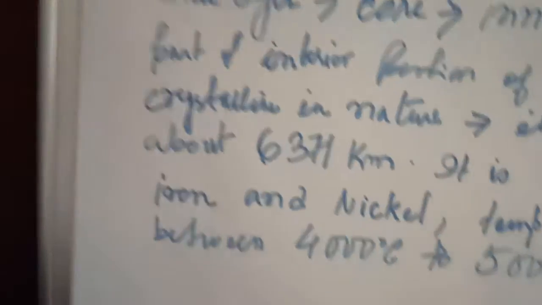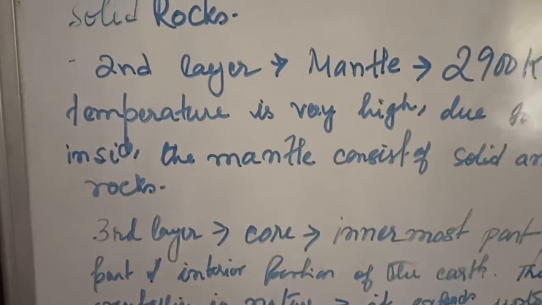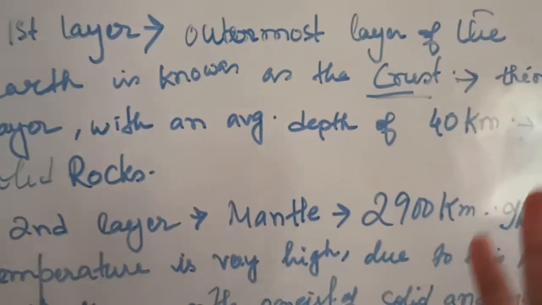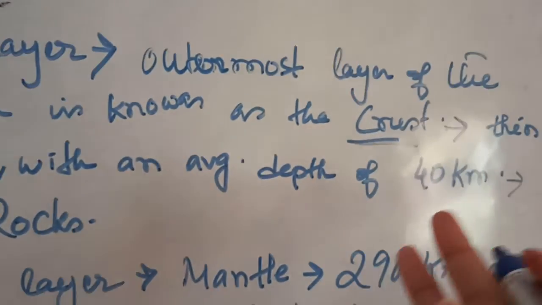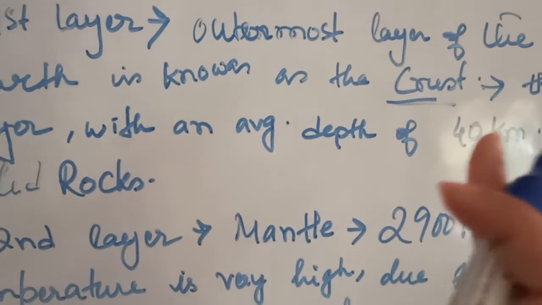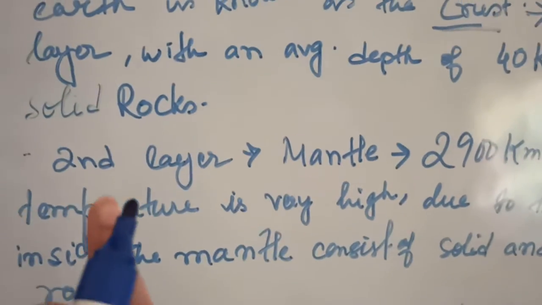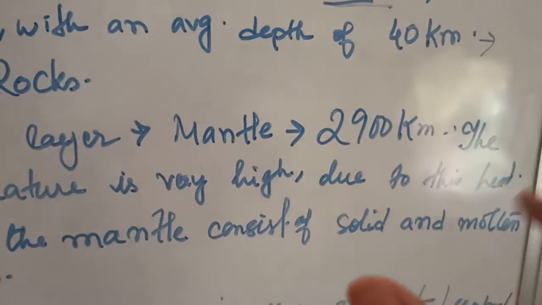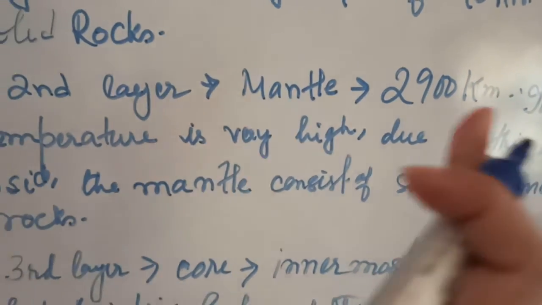So these are the three layers of the earth. Our earth is composed of generally three layers. The first outer layer is known as the crust, where we actually live, where our ocean bodies and the continents are present. The next layer of the earth is the mantle, whose depth is about 2,900 kilometers. Over here it consists of solid and molten rocks.